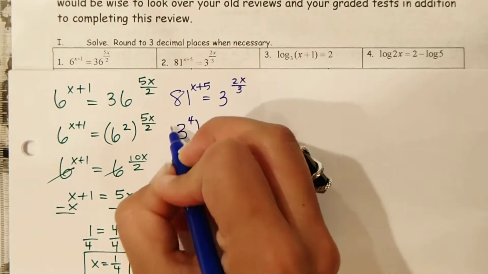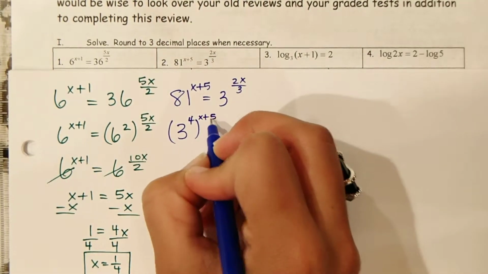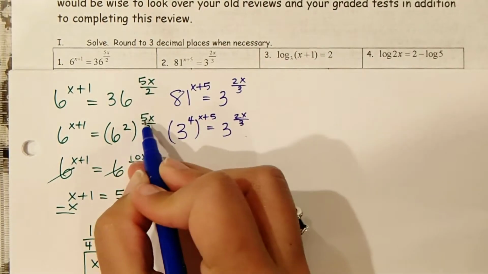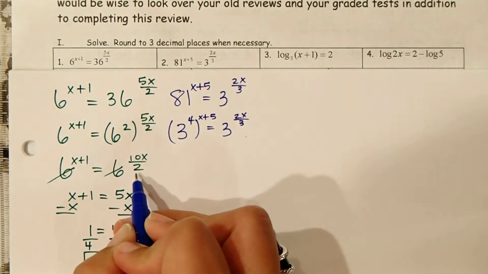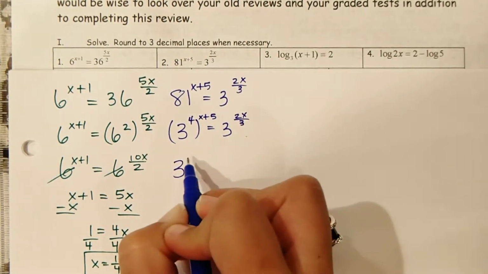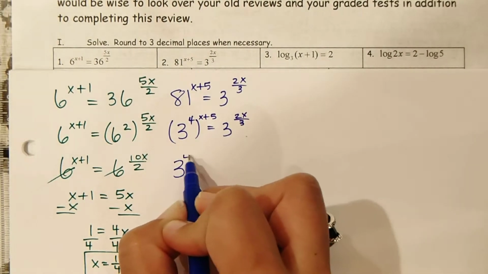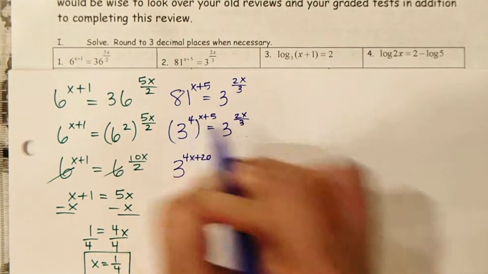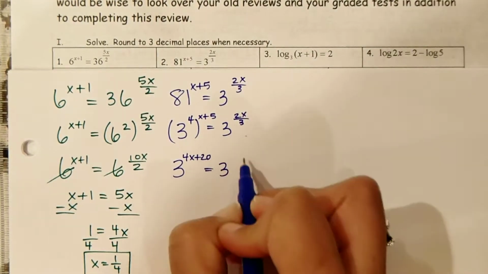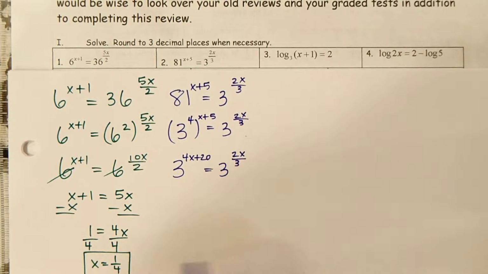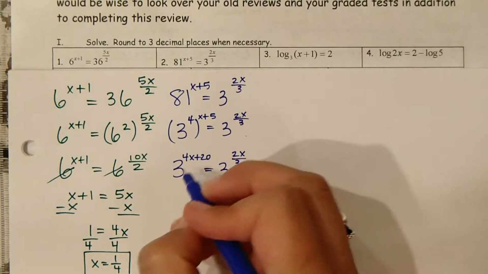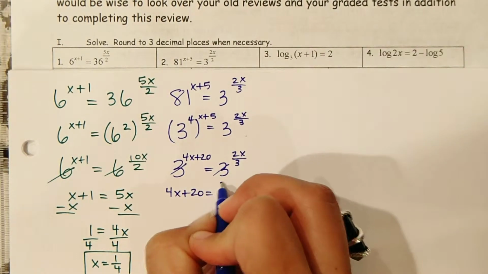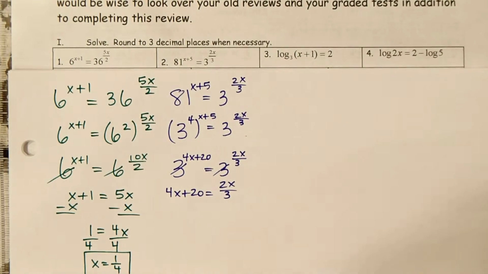So we're going to turn that into 3 to the 4th, to the x plus 5 equals 3 to the 2x over 3. Now again, we're going to distribute it just like we did here. We did 2 times 5x over 10 to get 10x over 2. So we're going to say 3 to the 4x plus 20. We distribute that, the x plus 5 both get a 4 times 4. And this is equal to 3 to the 2x over 3. Now that our bases are the same, this is what we've been trying to accomplish. Those can go away. We can say 4x plus 20 equals 2x over 3. And now we can just solve algebraically.